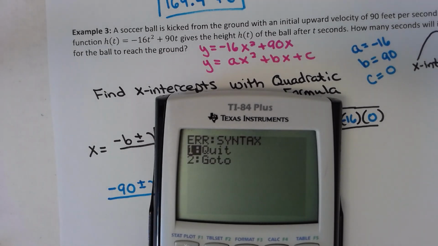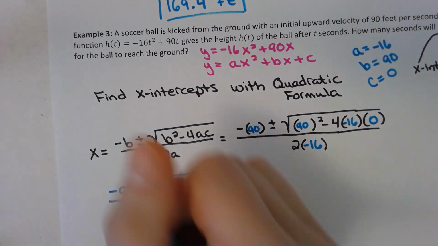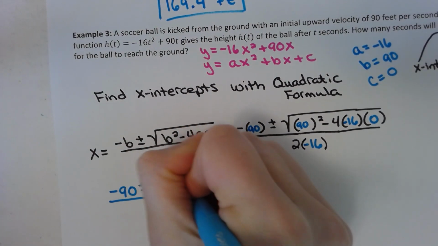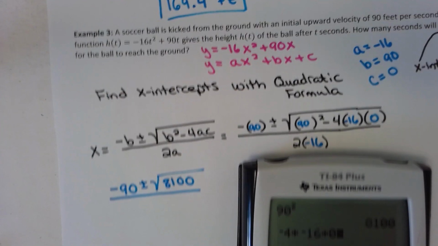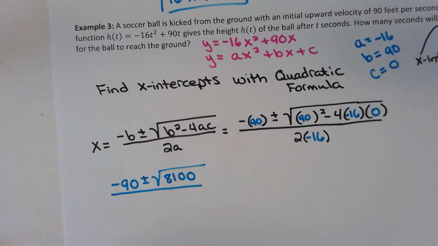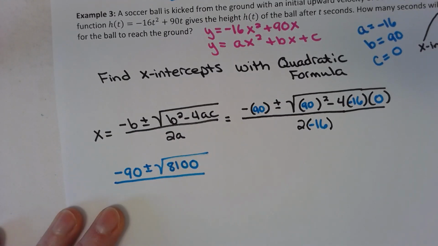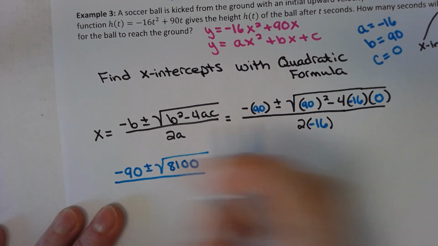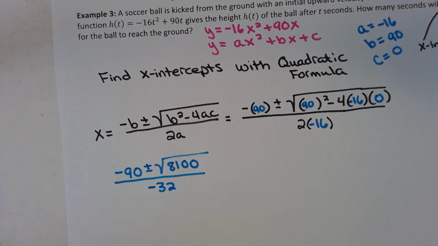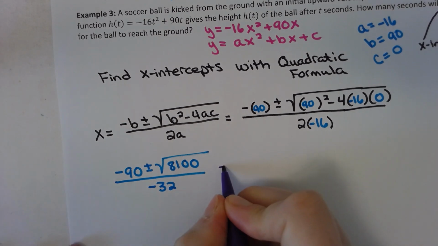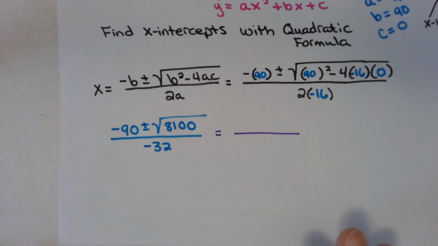90 squared, oops, try that again, 8100. So I've got 8100. And then from here, if I multiply negative 4 times negative 16 times 0, that is going to be 0. So I could put plus 0 right here, but that might add an extra step, so I'm just going to leave it out. And when I multiply 2 and negative 16, that is negative 32. Now, at this point, you could go ahead and separate this into the 2 problems if you would like to, but we do have a perfect square, so you could actually add this in.